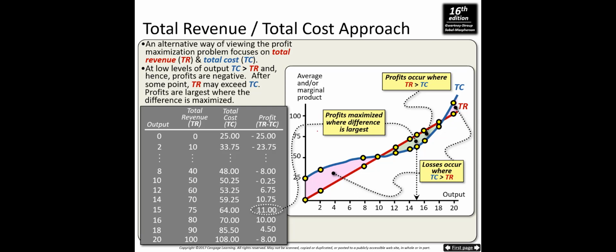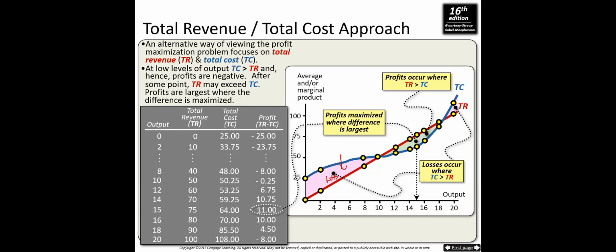So another way of profit maximization is to look at total revenue and total costs. You see on the screen total cost and total revenue. Let's look at this area first. Here in this area, total cost is greater than total revenue, so you are making a loss in this area. Here, the green shaded area, total cost is lower than total revenue, so you are making a profit.